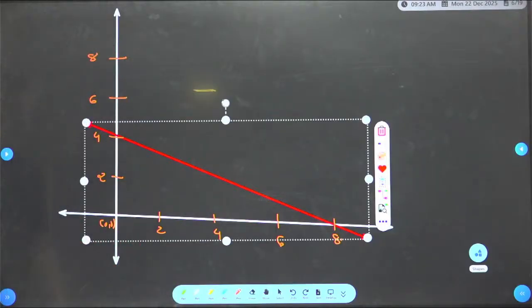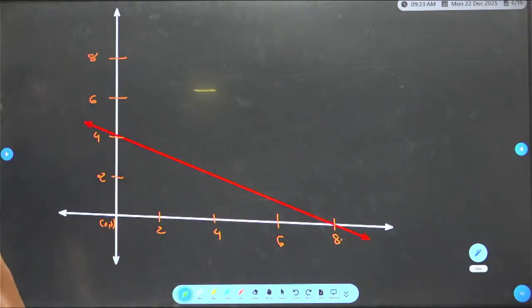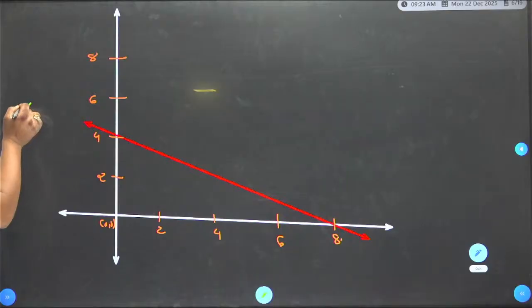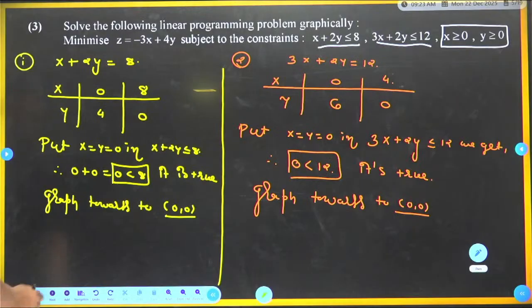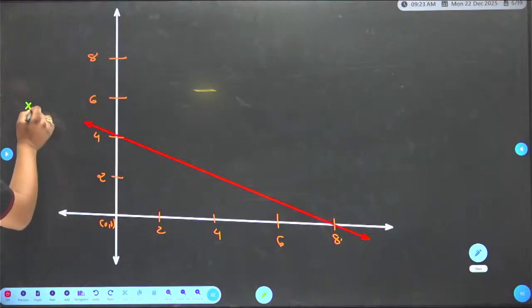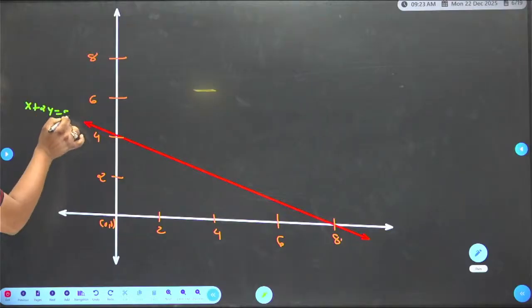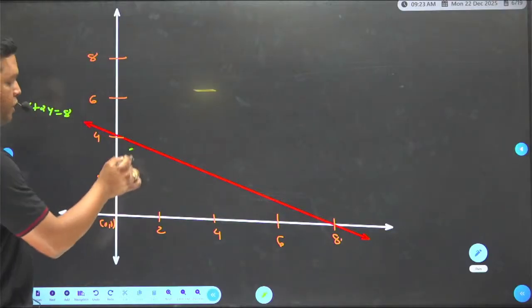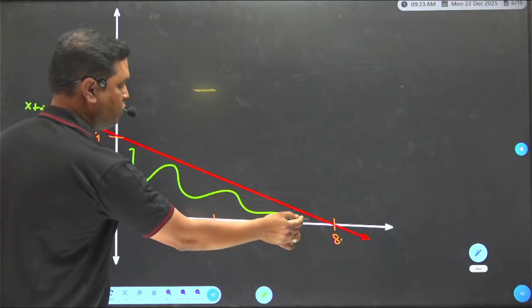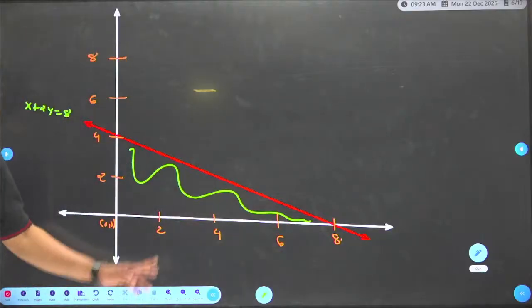Now, what is the graph? Bully, what is the equation of the graph? X plus 2y equal to 8. Now look at this. Direction is what? Towards the origin. This one is the direction.